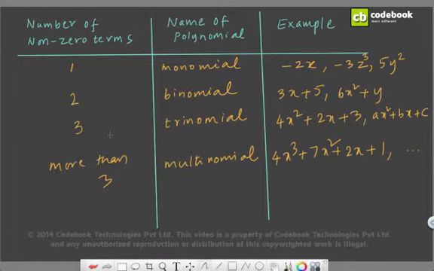Similarly, a polynomial with three terms is called a trinomial, and the examples are as seen here: 4x squared plus 2x plus 3, x squared plus bx plus a. So these are all polynomials with three terms. And any polynomial with more than three non-zero terms is called a multinomial. An example is a 4-term polynomial, as you see here.